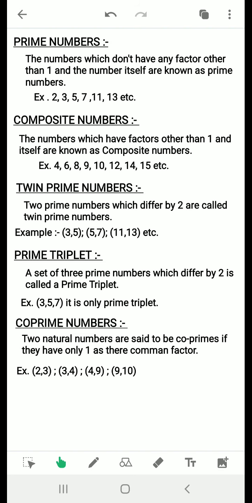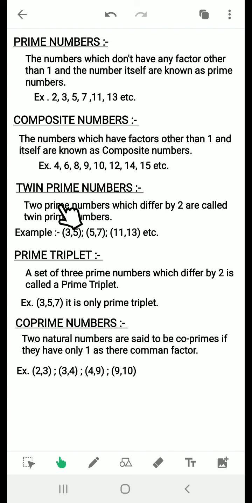That means these numbers will be divisible by 1, by itself, and by some other number also. Just like 4. 4 is divisible by 1, 2 and 4. So 4 is a composite number because 4 is divisible by 2 also. 6, 8, 9, 10, 12, 14, 15, and so on. So many composite numbers are there.